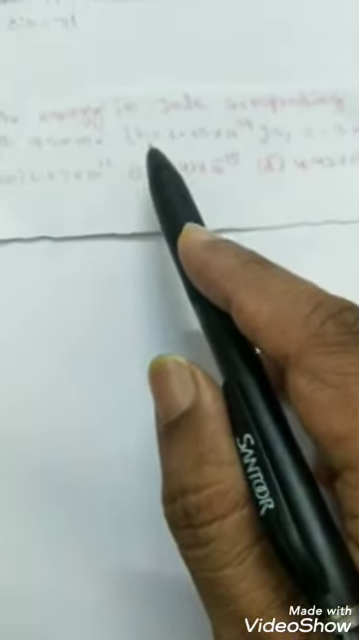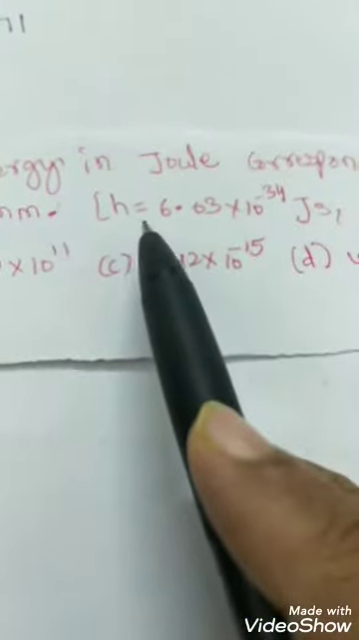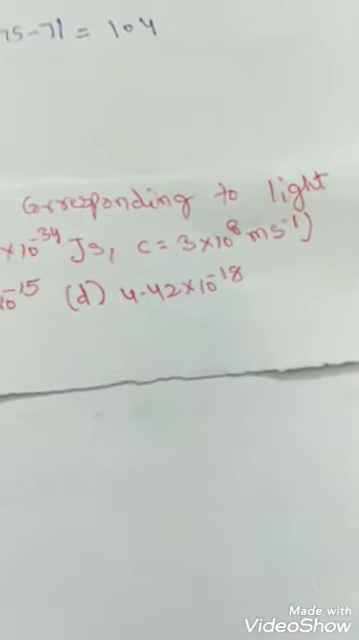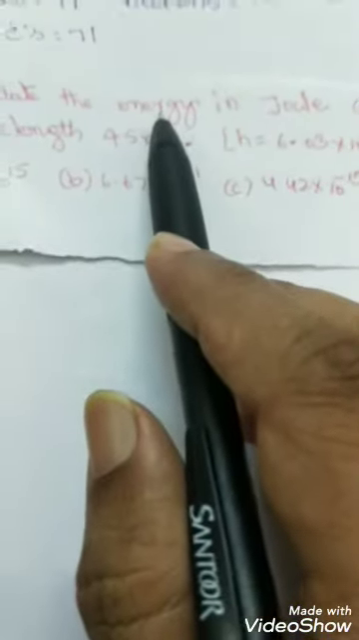And here in brackets, H is given. H value is nothing but Planck's constant. And C is nothing but the speed of light. Now, first we need to find the energy. To calculate energy, we need to know the formula for the energy. So what is the formula for the energy?